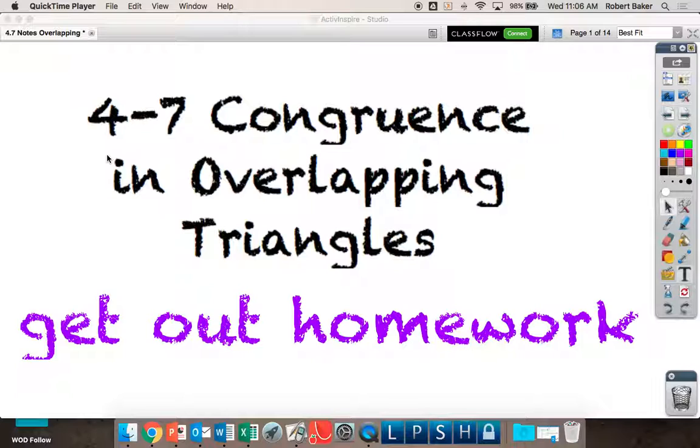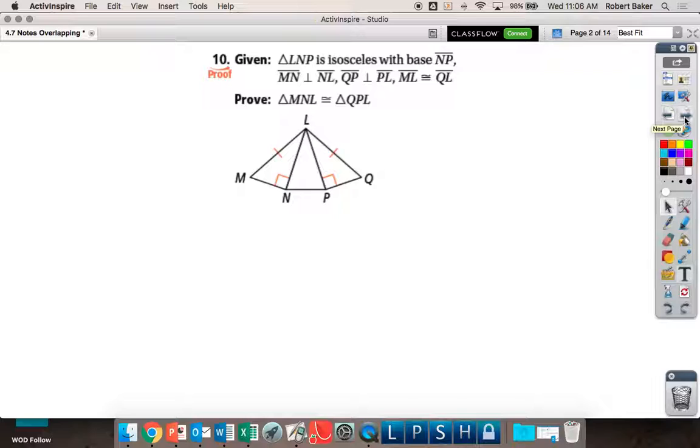So overlapping triangles, but yesterday we had this problem, which is kind of like overlapping triangles because there's one shape with a bunch of different shapes all combined. Yeah. So it's our job to prove this.